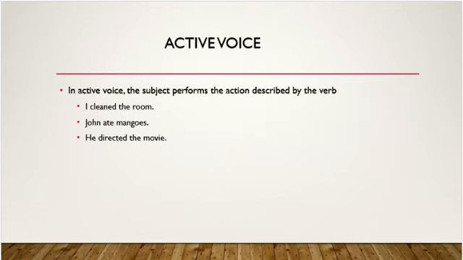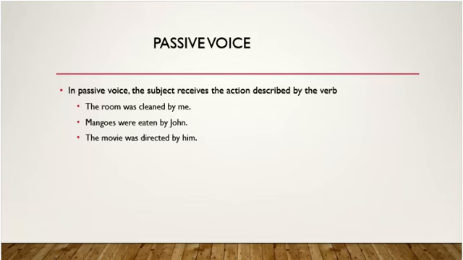Let's start with the active voice. When it comes to the active voice, the subject actually performs the action as described by the verb. For example, you have three sentences in front of you: I cleaned the room, John ate mangoes, he directed the movie. In all three sentences, if I ask you to pick the subjects, you are going to pick I, John, he. Next, when it comes to the action, the actions are as per the verbs: I cleaned, John ate, he directed. In all three sentences we see the subject actually performs the action as described by the verb.